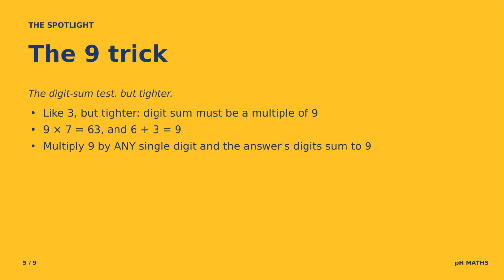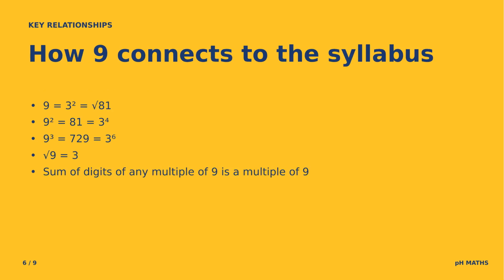The 9 trick. Take any multiple of 9 and add up its digits. The answer is always a multiple of 9. Try 45. 4 plus 5 is 9. Try 162. 1 plus 6 plus 2 is 9. Try 1008. 1 plus 0 plus 8 is 9. Even better, multiply 9 by any single digit. 9 times 7 is 63. 6 plus 3 is 9. Try it on any of them. It always works.